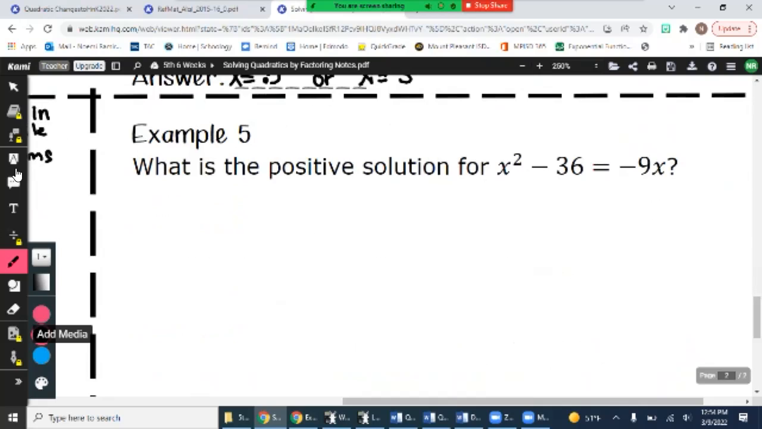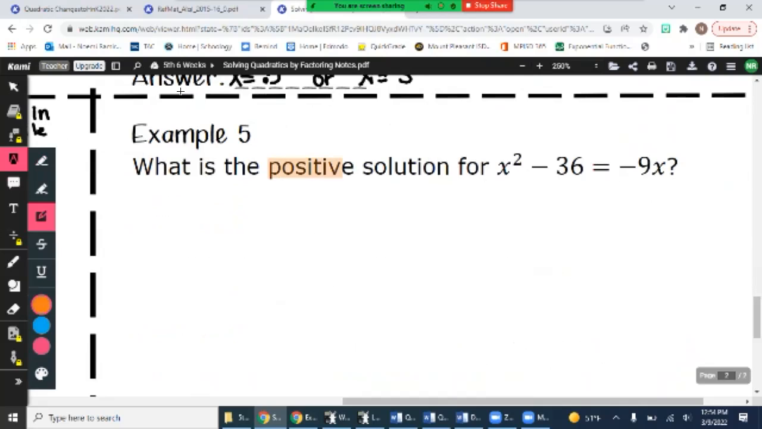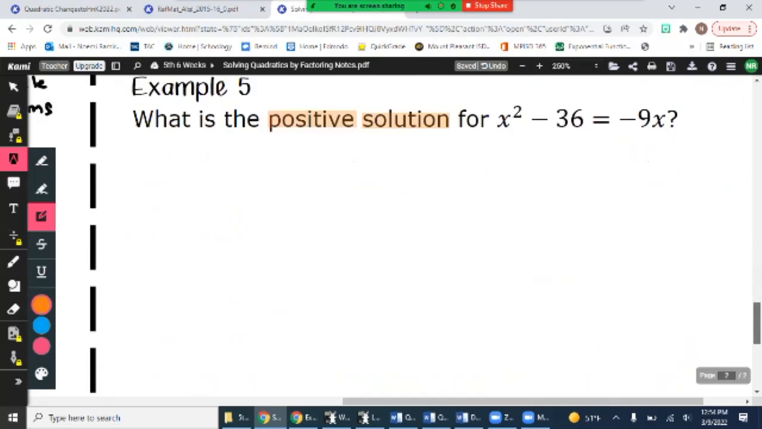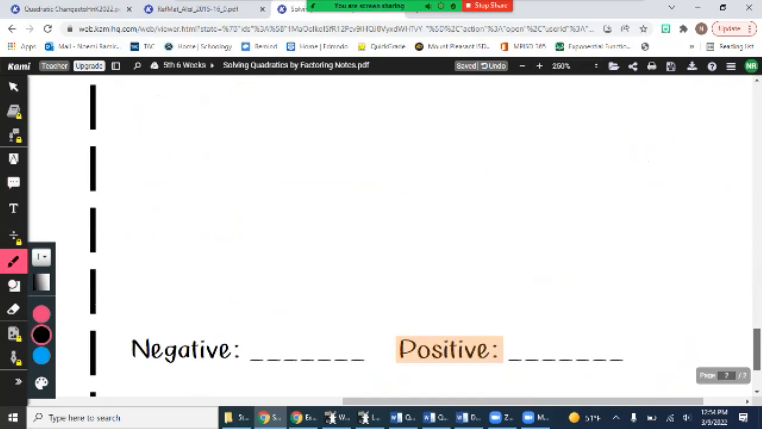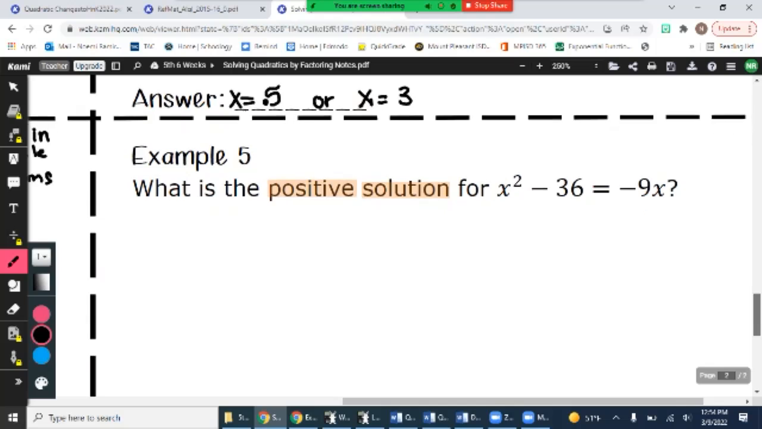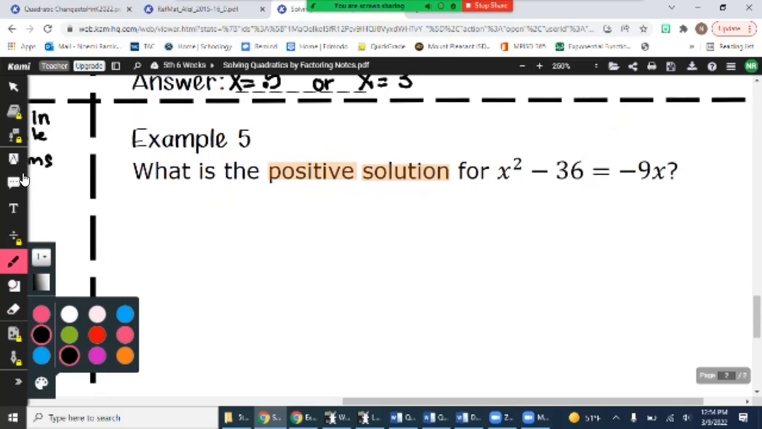What is a what? Positive solution. That means if we have a positive x-intercept, we're assuming that there will also be a what? A negative one. So we're going to fill in both, even though the question's only asking for the positive one. Can I go ahead and put this into a diamond? There's no number in front.